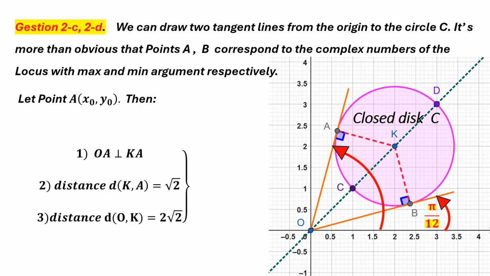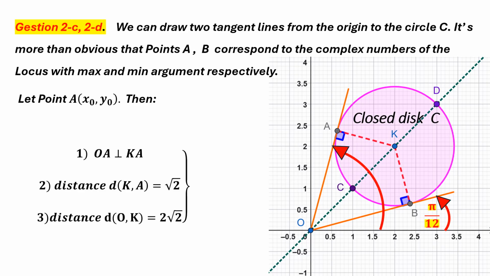From Euclidean geometry we know that from a point external to a circle, we can draw 2 tangent lines to the circle. These 2 tangents are equal in length, and symmetric as to the line that connects the point with the center of the circle. So now, we can draw 2 tangent lines from the origin to the circle C. It is more than obvious that points A and B, which are the points of tangency, correspond to the complex numbers of the locus with maximum and minimum argument respectively.